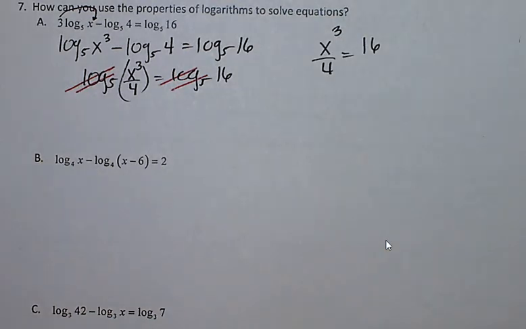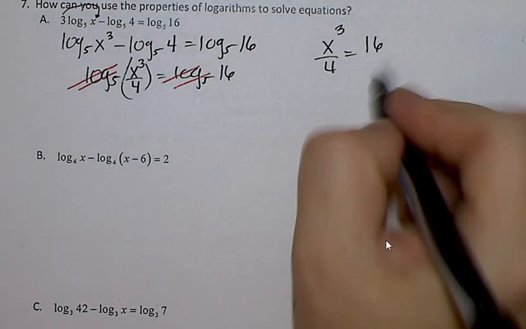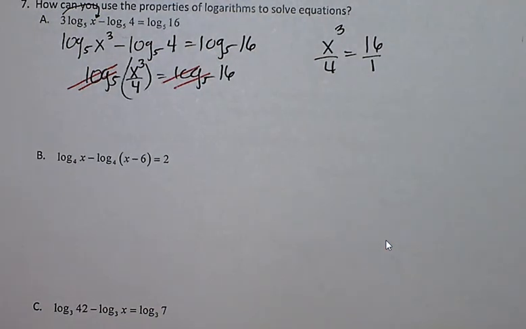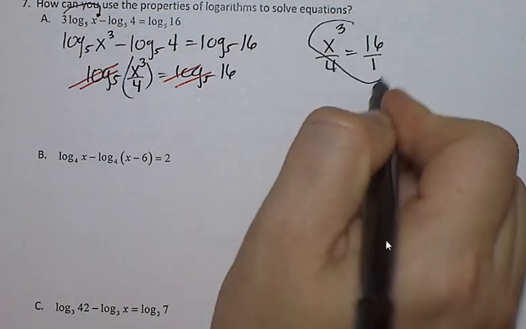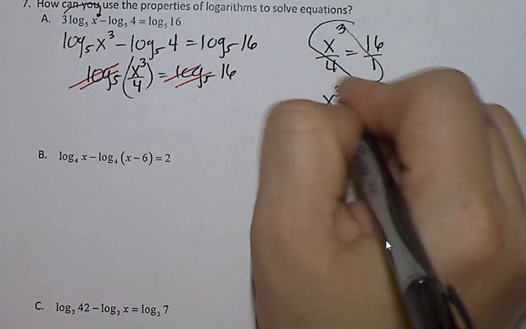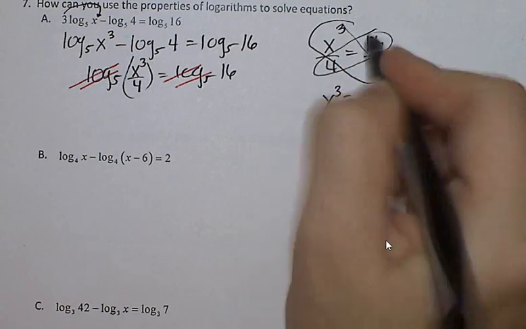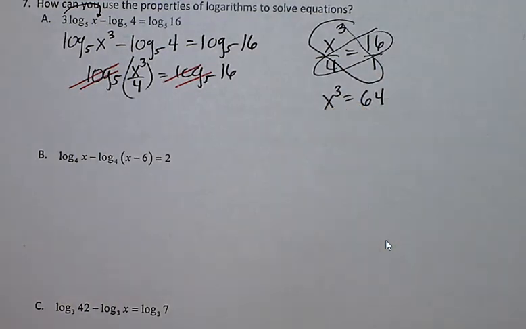There's a couple different ways to solve this, so we talked about this in a previous period. Here's one way. Throw a 1 underneath the 16. I'm going to cross multiply. X cubed times 1 is x cubed. 16 times 4 is 64. And that statement says, what raised to the third power equals 64?